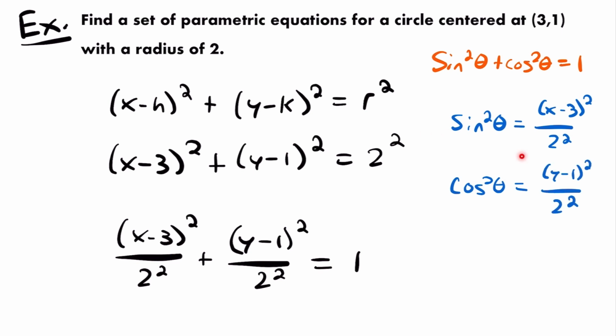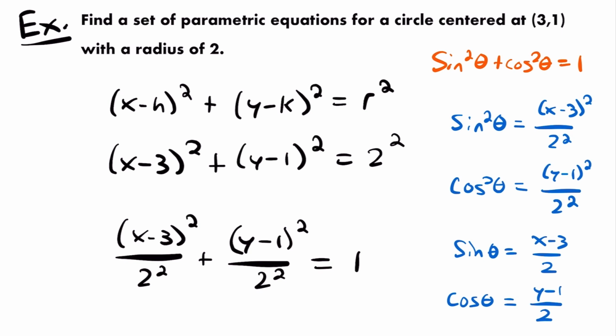Now if we take the square root of both sides, then we will just have sine of theta and cosine of theta. And the reason we want to do that is because our end goal is to solve for x and y, right? Our parametric equations need to be a pair of equations where x and y are defined in terms of the parameter. So we need to get to x and y, and the first step to do that will be to take the square root of both sides of these equations. So we'll have sin θ = (x − 3)/2, and cos θ = (y − 1)/2.